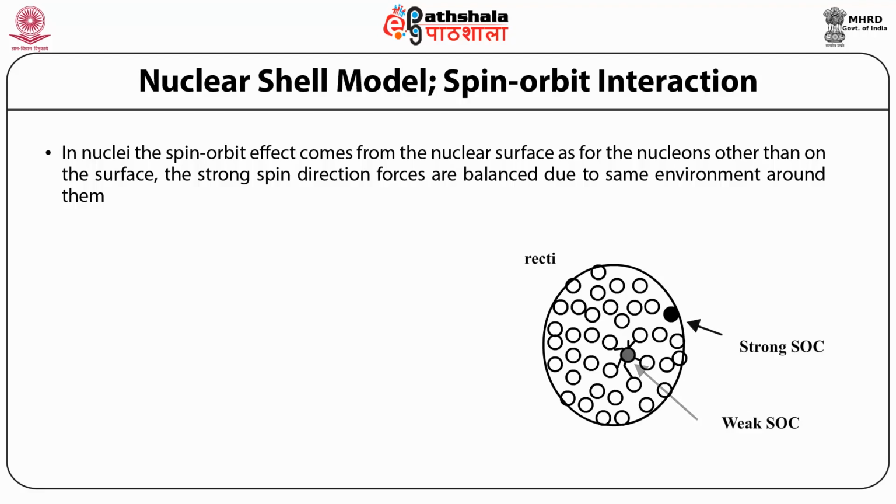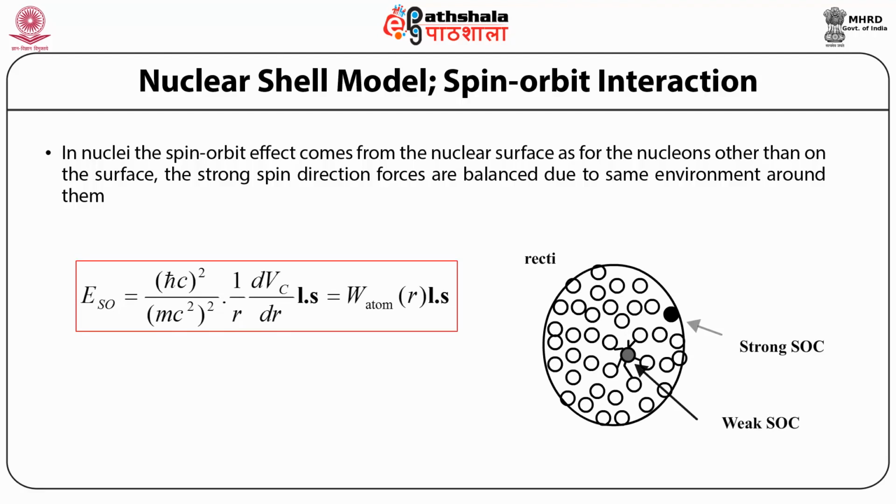Now when we worked out the energy corresponding to this spin orbit interaction, it turns out that the energy is given by E_SO equal to (ħc)² upon (mc²)² into 1 by r dV_c over dr L dot s, that is W_atom(r) into L dot s. So this expression is for atoms. In atoms also this interaction is there, and originally this spin orbit interaction was defined to explain the fine structure of atoms. A similar concept is adopted in the case of the nucleus also.